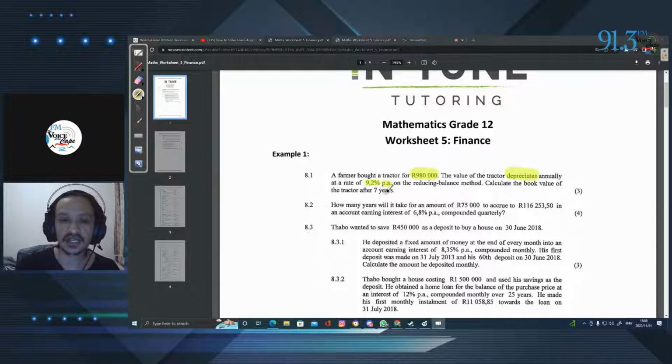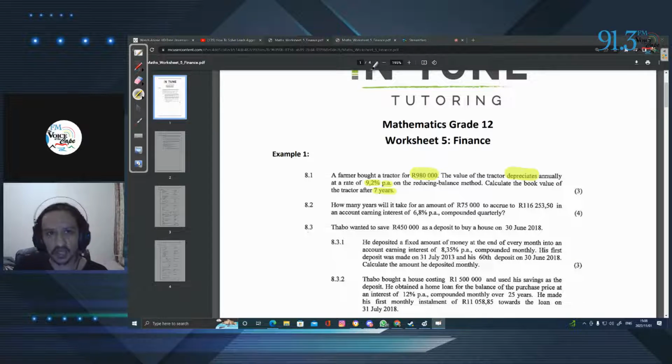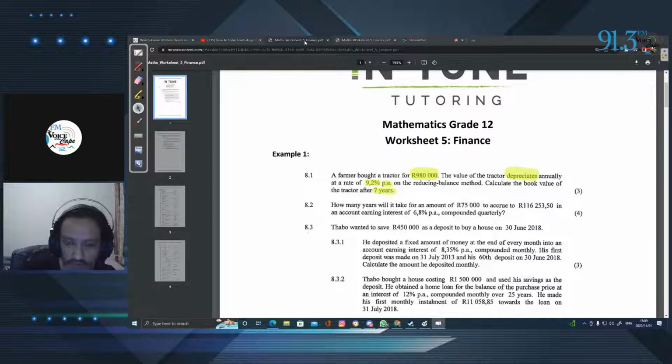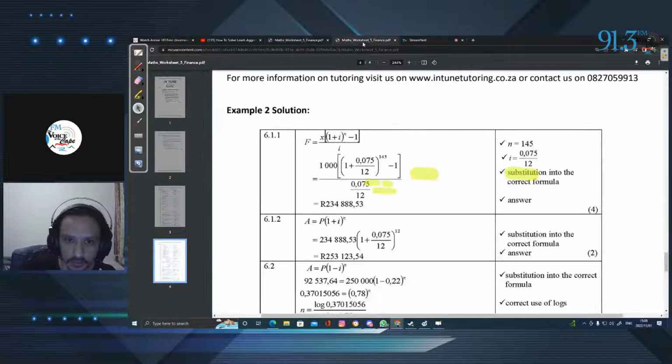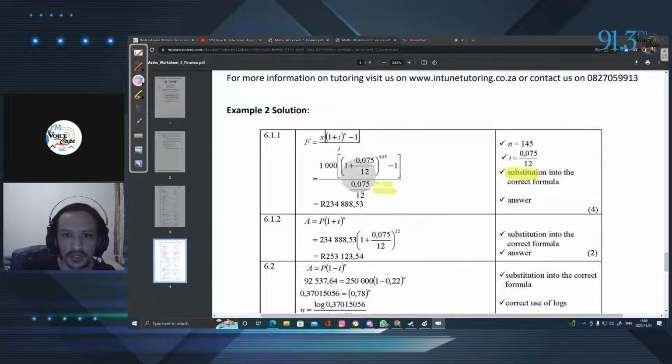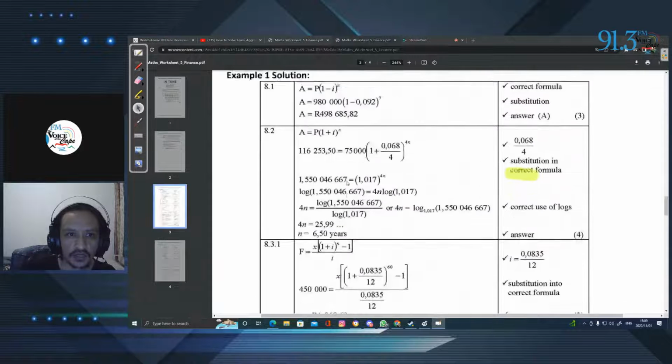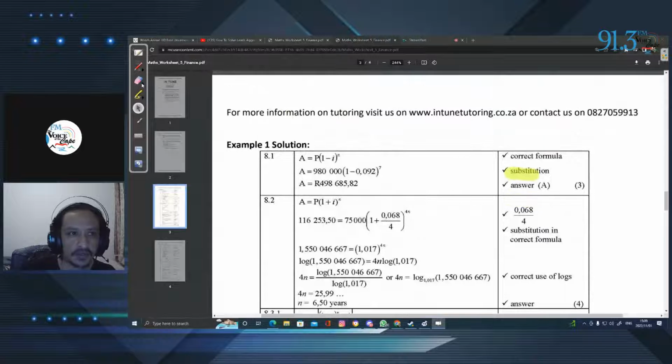So this allows us to use a very simple equation. They ask us to calculate the book value of the tractor after how long? 7 years. So we'll go straight to the working out and take a look at it, and you'll see that this is a very simple problem to solve. If we go here, we can see that they're going to be using this formula. I'll just scroll up.